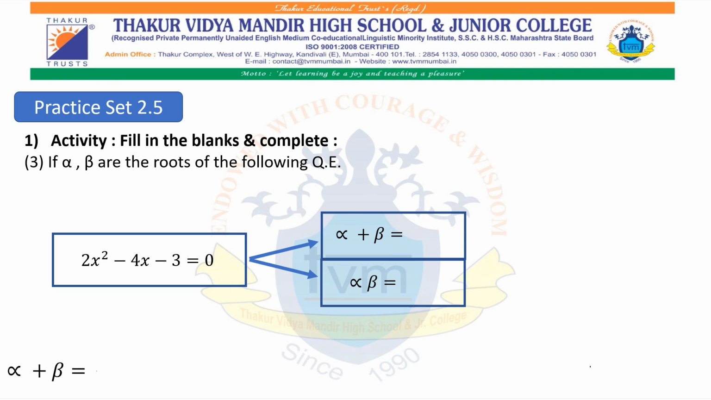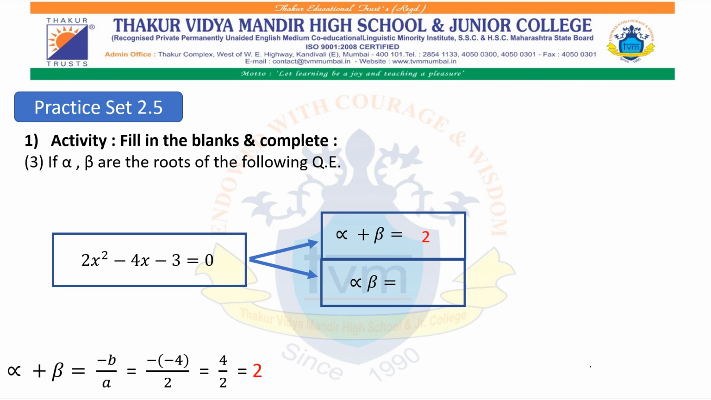Alpha plus beta is equal to minus b upon a. From the equation, the value of b is minus 4 and the value of a is 2. Let us substitute those values. It can be written as minus into minus 4 upon 2, which can further be written as 4 upon 2. And in the simplest form it will be written as 2. Means the value of alpha plus beta will be 2.